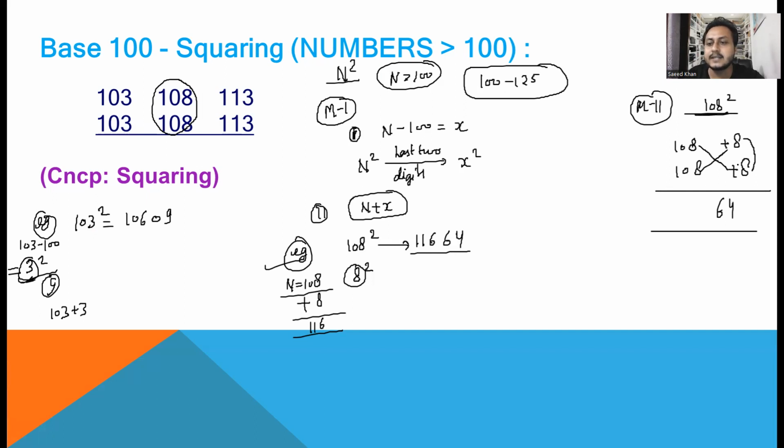So 108 plus 8 gives you what? 116. So 108 square, guys, is what? 11664. The same thing. 11664. Right.